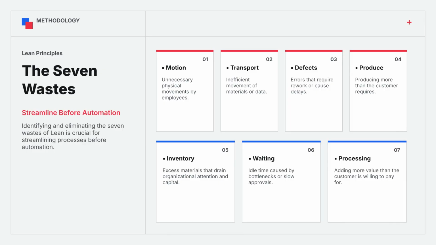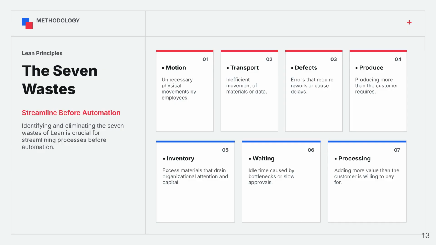One of the most important ideas in Lean is the elimination of waste. Waste refers to any activity that consumes time, effort, or resources without creating value for the customer. Before automating a process with RPA, these inefficiencies should be identified and removed. Otherwise, automation simply performs unnecessary work more quickly. Lean identifies 7 common types of waste. The first is motion, which includes unnecessary physical movement by employees, such as repeatedly walking to retrieve documents or switching between multiple applications. The second is transport, which refers to unnecessary movement of materials or information between people or departments.